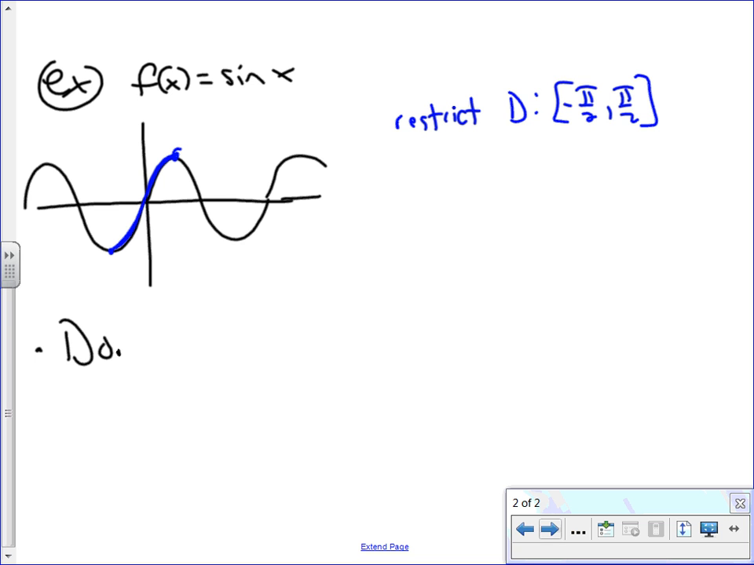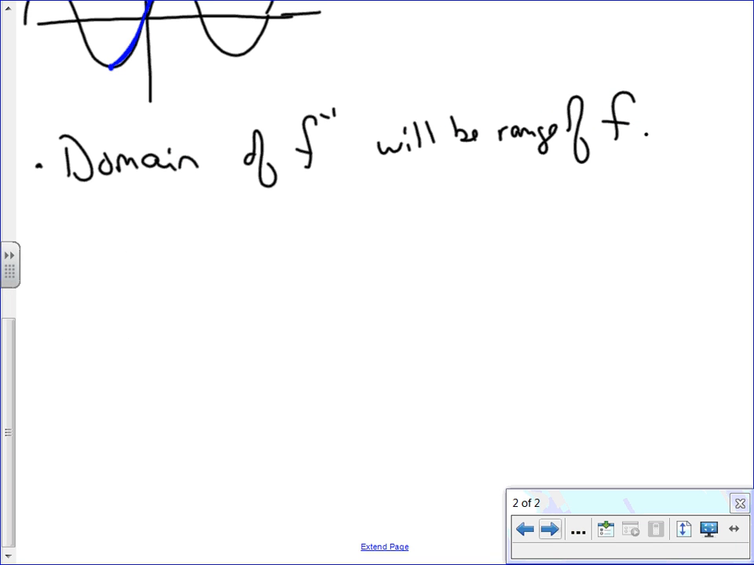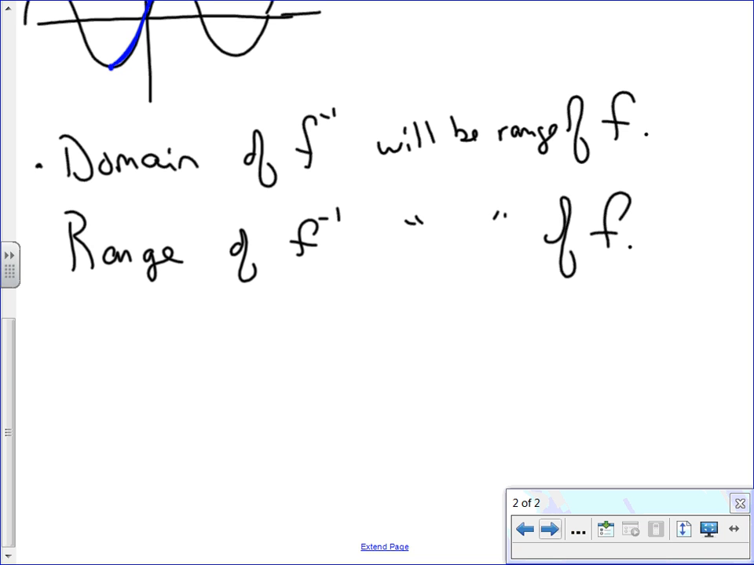Generally, good to know this, the domain of F inverse will be the range of F. And this comes from, think about the point switching thing. If A, B is on F, then B, A is on F inverse. So all of the x's and y's switch places. Again, we have some domain restrictions that we have to deal with for this. Likewise, the range of F inverse will be the domain of F.